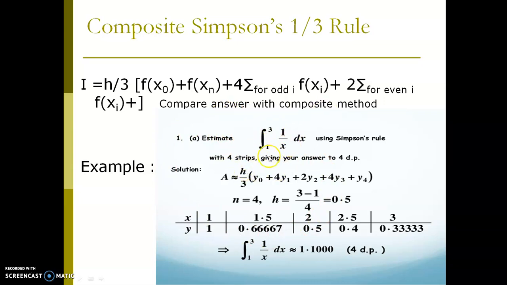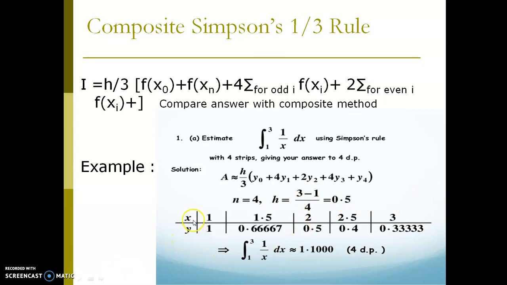Now suppose we are trying to estimate the same problem which we have solved earlier by using Simpson's 1/3 rule. Now if we try calculating this with 4 strips, this means we have to calculate h in the range of 1 to 3 by taking 4 steps. And so the value of h changes from 2 in the previous example to 0.5.